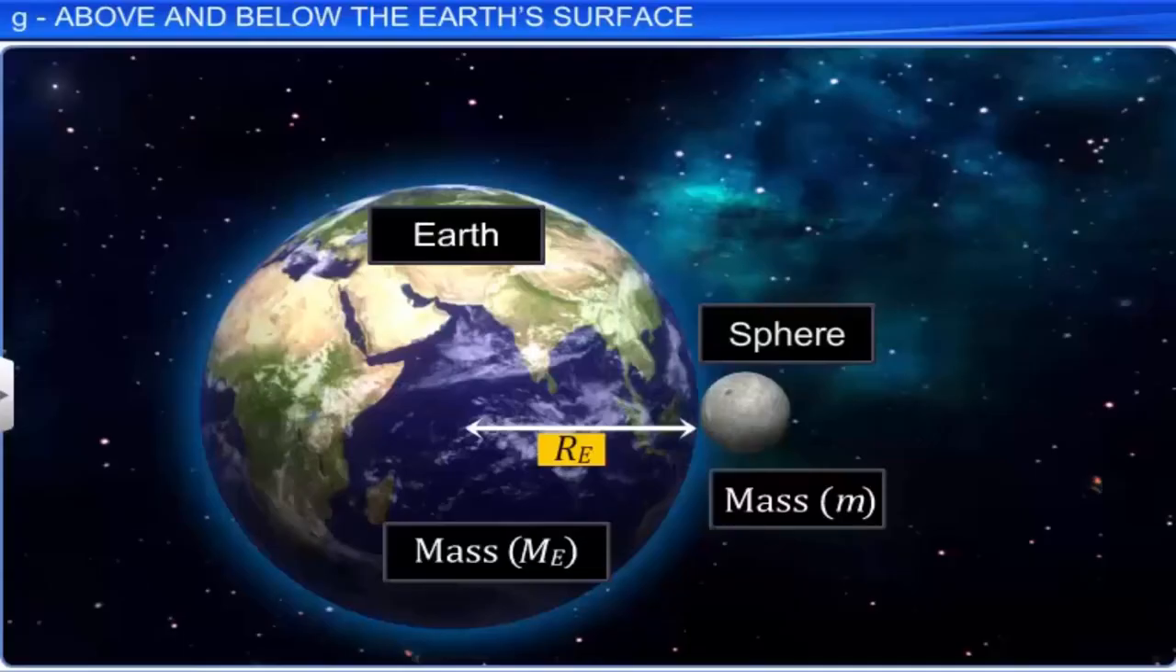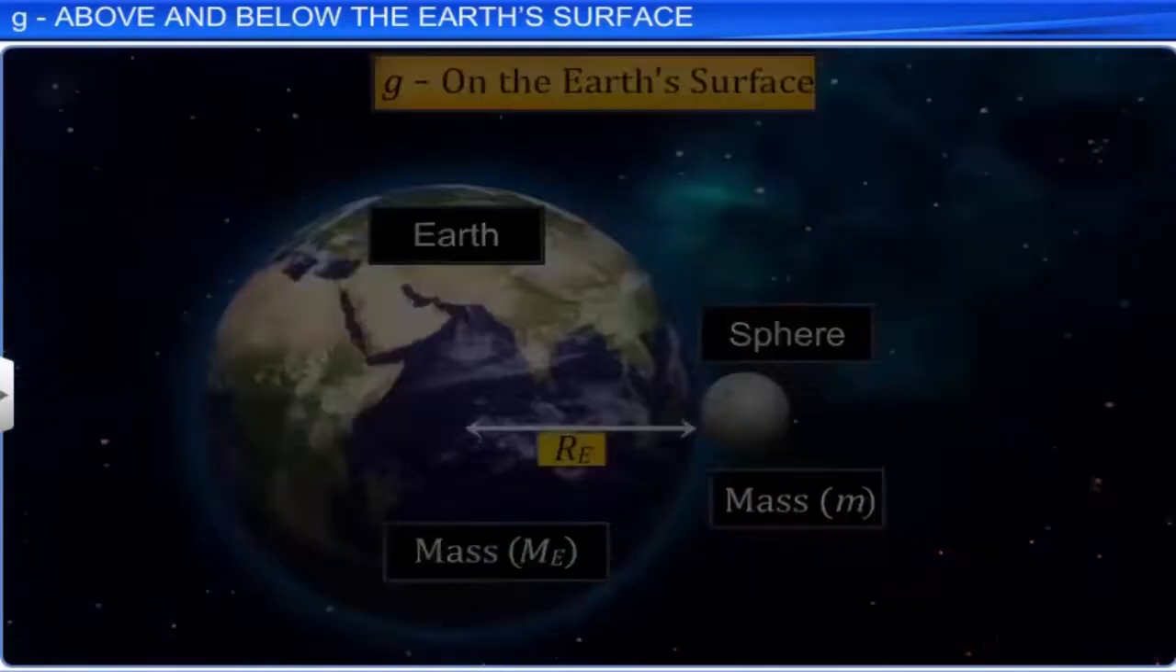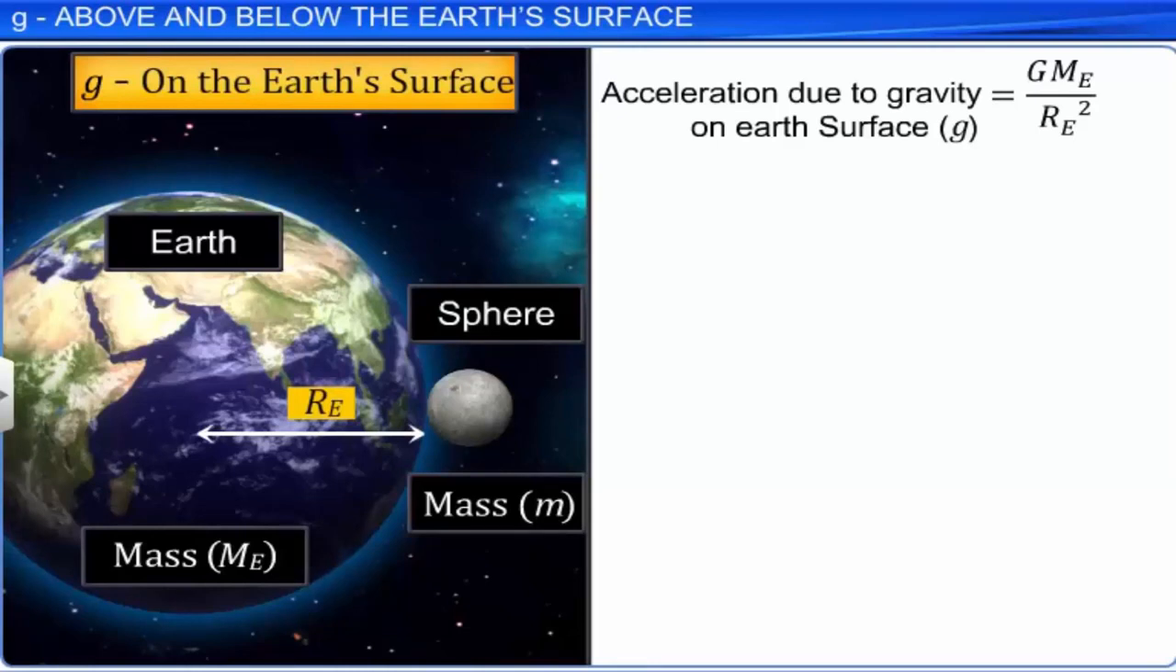In your earlier session, you learned about acceleration due to gravity on the surface of the Earth. The expression for acceleration due to gravity on the surface of the Earth is given by equation 1 as the product of the universal gravitational constant G and mass of the Earth Me divided by the square of the radius of the Earth Re. This is basically derived from the gravitational force between the Earth and a body on its surface, which is indicated by equation 2.